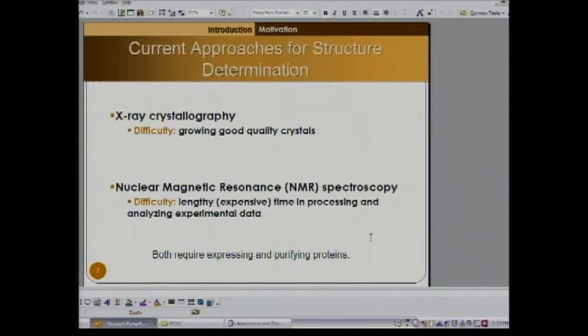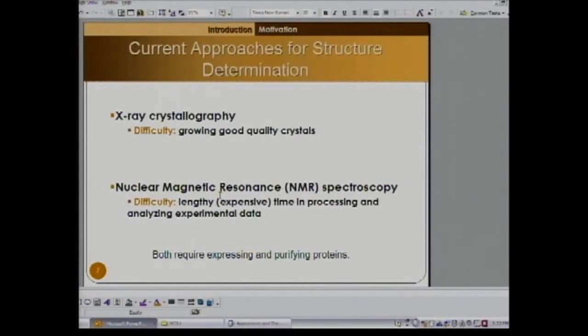Both of these techniques take a lot of time to collect the data for each protein. Both of them require long expressing and purifying of the proteins. However, we strongly believe that there is much more future behind nuclear magnetic resonance spectroscopy techniques rather than X-ray crystallography, for large proteins especially, and membrane proteins.